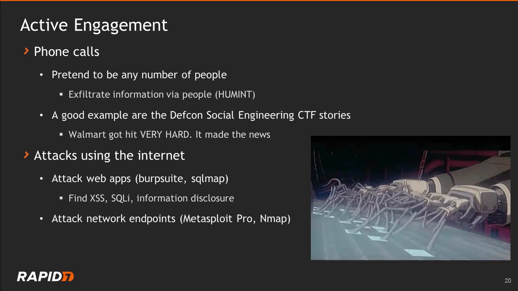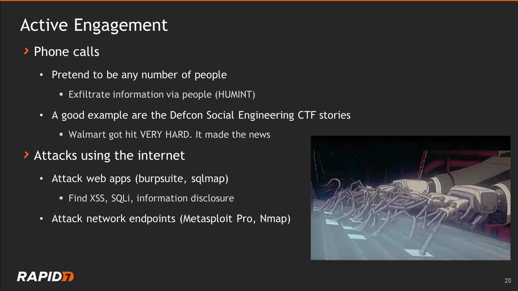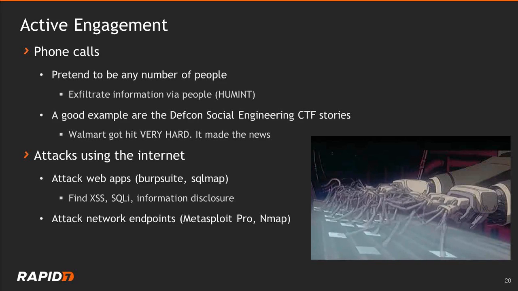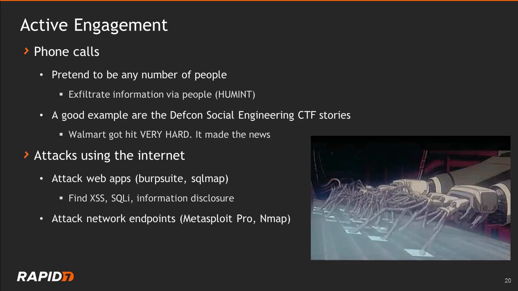And then you have your typical attacks over the internet, where you have web application attacks and network endpoints, the sort of stuff that you see us using Nexpose and Metasploit for. These are the sorts of things that Control Insights will help you deal with to high regard.